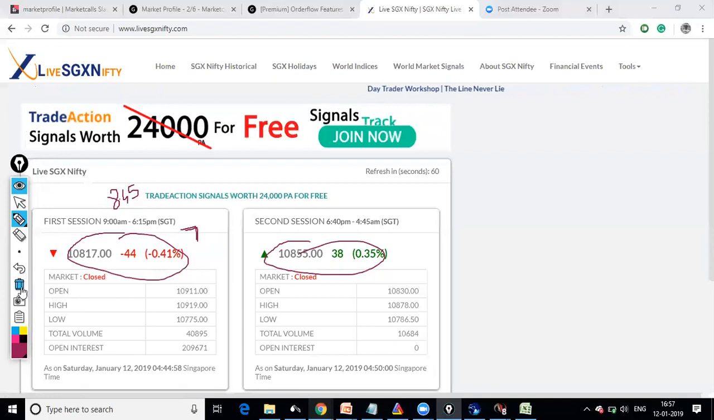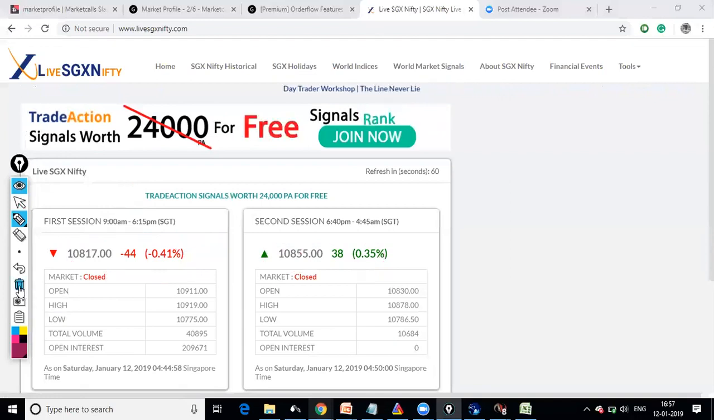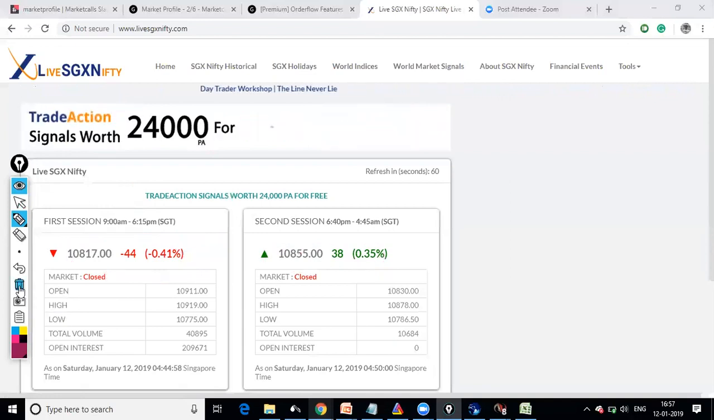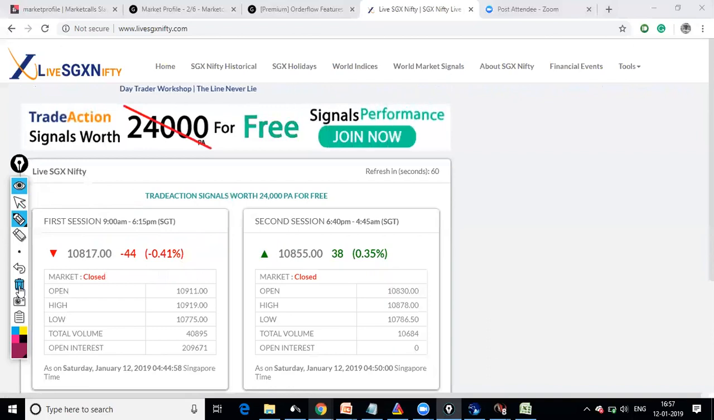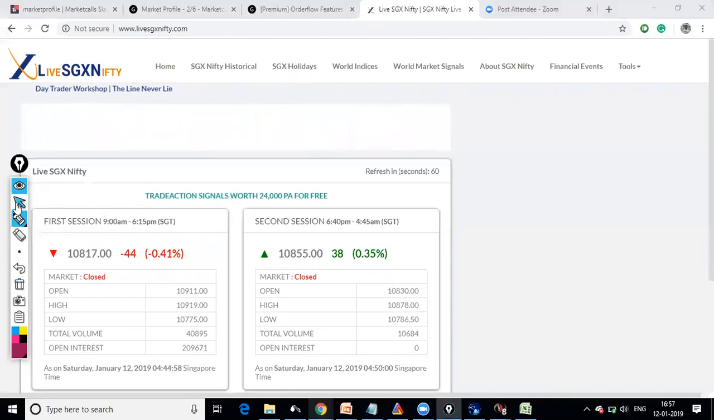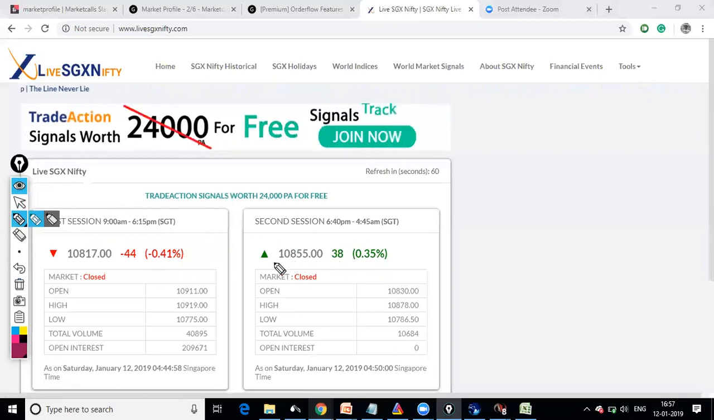Okay. And very rarely, like in the last two trading days, SGX was positive, but still we opened flat and then we dropped. That's the only weird scenario. Otherwise, it mostly follows what SGX Nifty is going to open at.